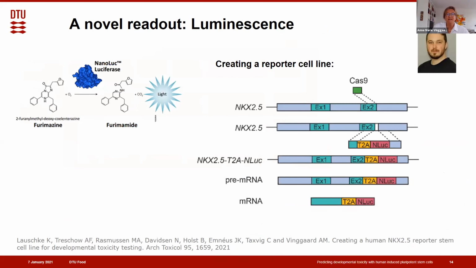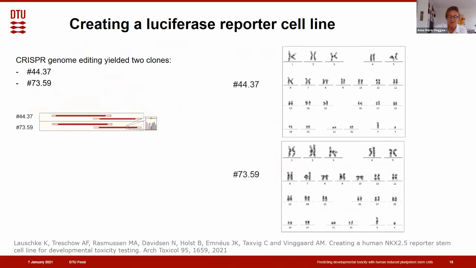So this slide here is a schematic presentation of our genetic engineering strategy that was done by Andreas Treschow and collaborators at Bioneer. We introduced a NanoLuc luciferase reporter gene into the locus of NKX2.5 of our hiPS line, and this enabled us to measure luminescence intensities instead of counting beating cardiomyocytes. And we retrieved 2 clones of this reporter cell line and showed that they differentiated into cardiomyocytes with the same efficiency as the wild-type cell line.